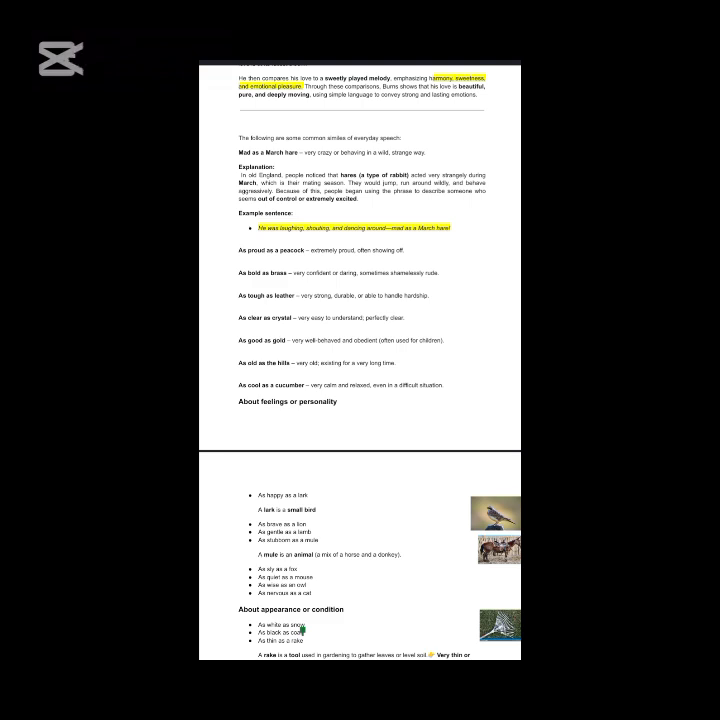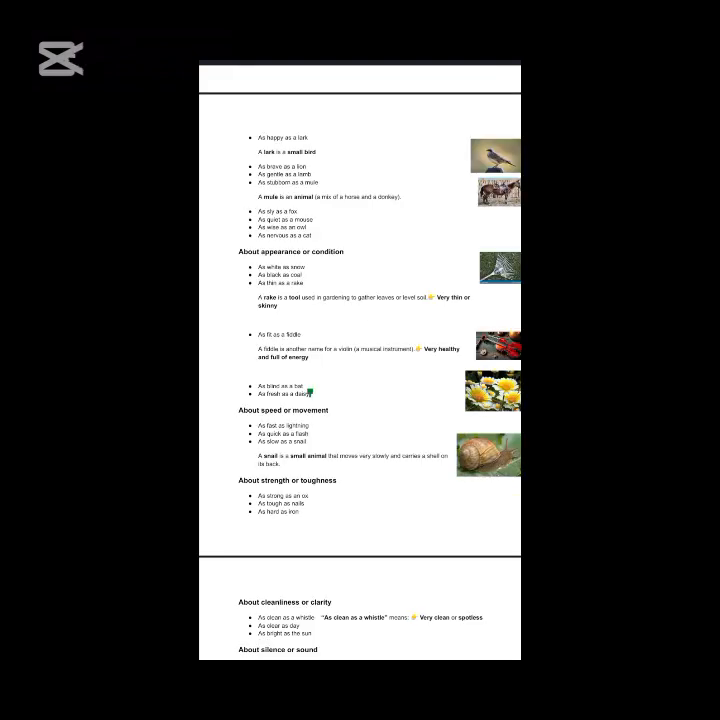As fit as a fiddle. Fiddle is another name for violin, a musical instrument. It means very healthy and full of energy. As blind as a bat, as fresh as a daisy. A daisy is a kind of flower you can see in this picture. So, about speed or movement.